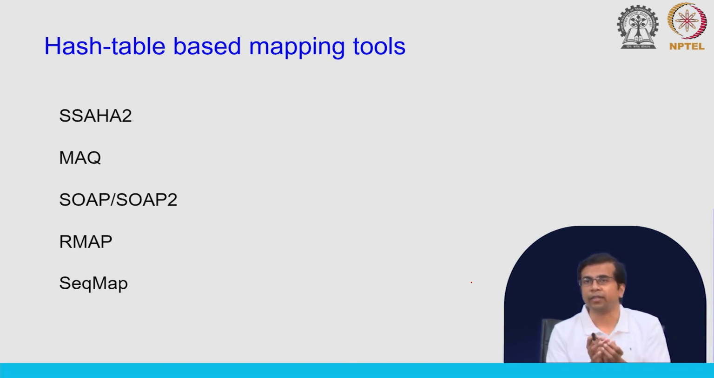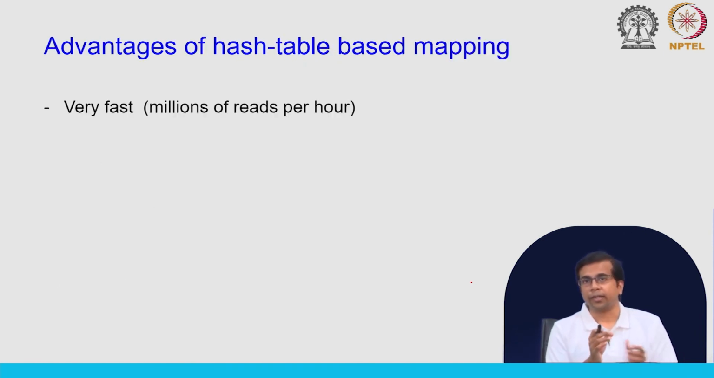Of course, they are using slightly different implementations, and how they actually go about implementing the algorithm. You can have variations in the implementation process, and probably you can also add a few bits of optimizations here and there. So, this is why you have so many of these tools. They combine different ways of doing the same thing, but they are based on the same algorithm that we have just described. Okay. So, what are the advantages of hash table based mapping?